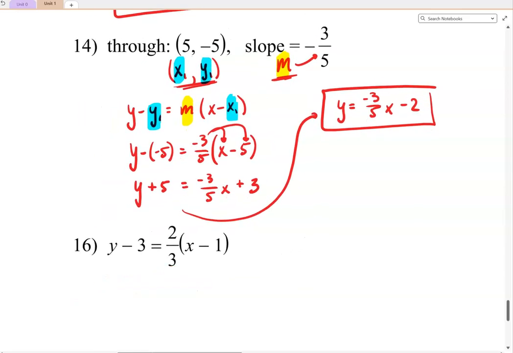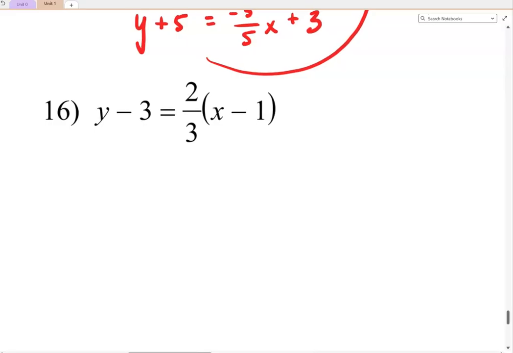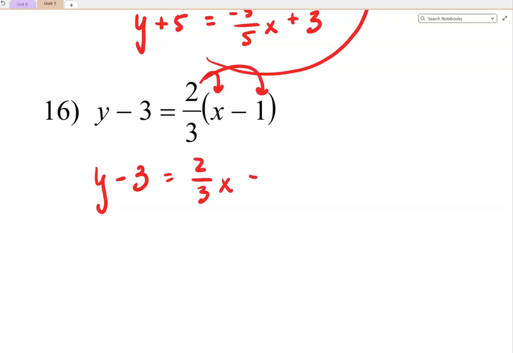So that problem is very similar to what we're seeing here in number 16. I think we might end up with a fraction as a result on this one, though. So I'm not going to mess with this y minus 3 at first. I'm just going to distribute with multiplication here on the right side. So we have 2/3 x minus 2/3. Now we'll add 3 to both sides.